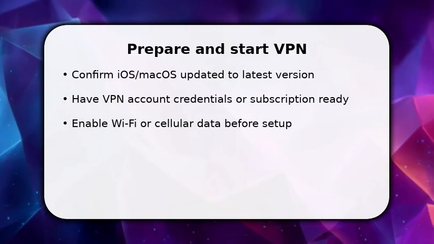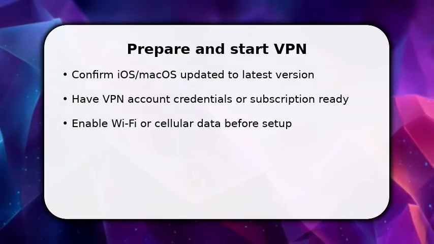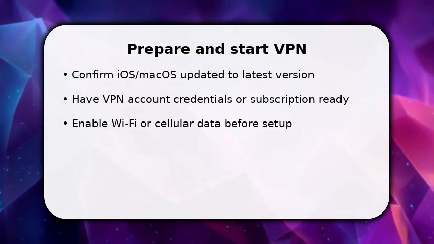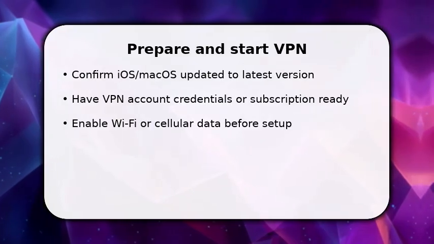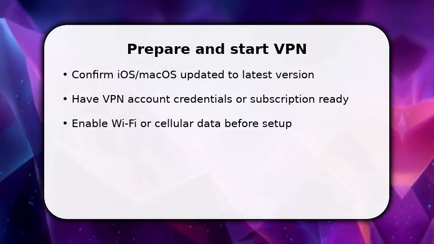You start by confirming your device is updated and your VPN account details are at hand. Open Settings, then go to VPN or Network. Tap Add VPN Configuration to begin.